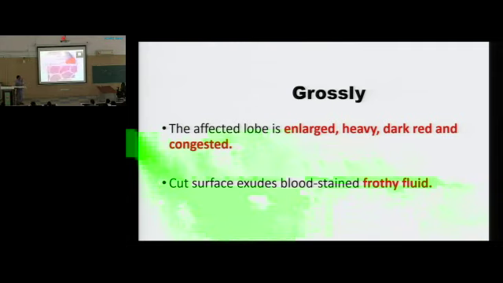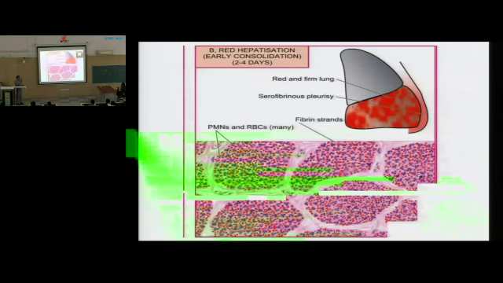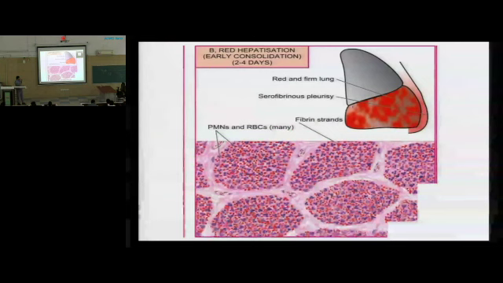So what you see here is the gross of red hepatization of the lung. You can see the affected lung is firm in consistency, and there will be reddish discoloration. But compared to the initial stage, the reddish discoloration is more here, right? And if you cut this lung and examine the histopathology, compare with the previous slide.